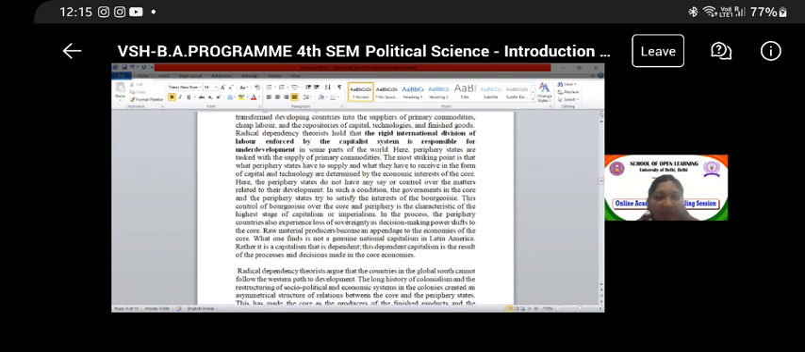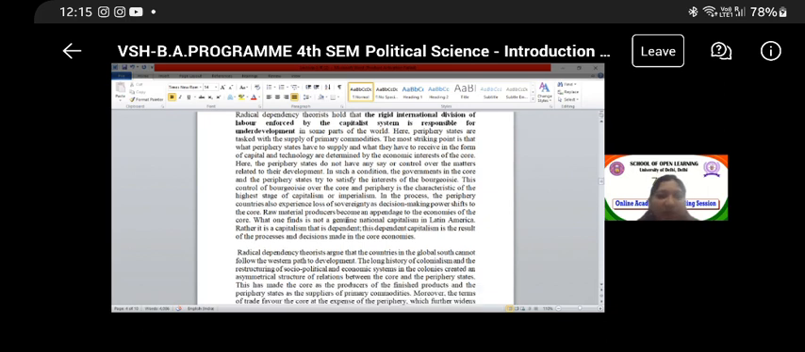Here, periphery states are tasked with the supply of primary commodities. The most striking point is that what periphery states have to supply and what they have to receive in the form of capital and technology are determined by the economic interests of the core. They can't decide on their own. Here, the periphery states do not have any say or control over the matters related to their own development.